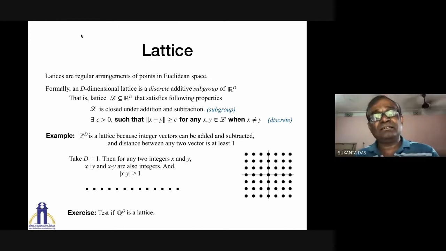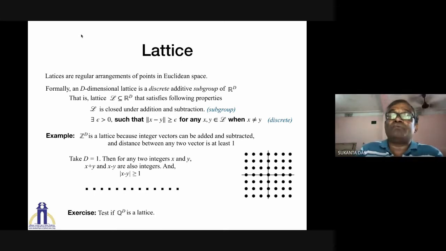You can see if you take the rational numbers, so 1 by 2, 2 by 3, etc., then after doing addition, the result is also a rational number. And if you do subtraction, then also it will be a rational number. So the first condition is satisfied, that you can easily understand that it is a subgroup of R to the power d. It forms an additive subgroup. So the next question is, is it discrete? It's an exercise, you test it.